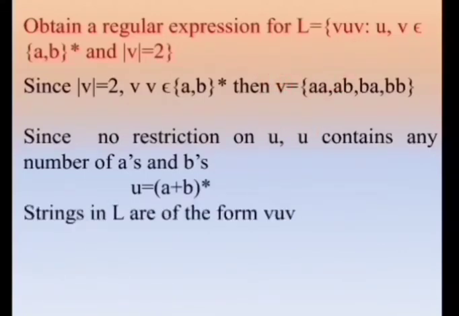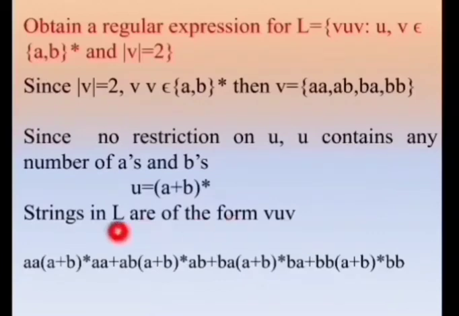According to the format given, that is VUV, the regular expression can be written as AA, that is beginning and ending with the same V here. First we have taken AA, then we have taken AB, then BA, and at the last BB. So if we write the regular expression according to this form VUV, this is the final regular expression.